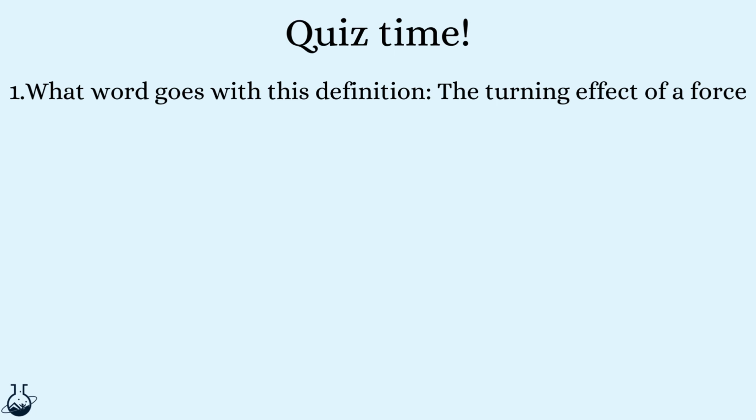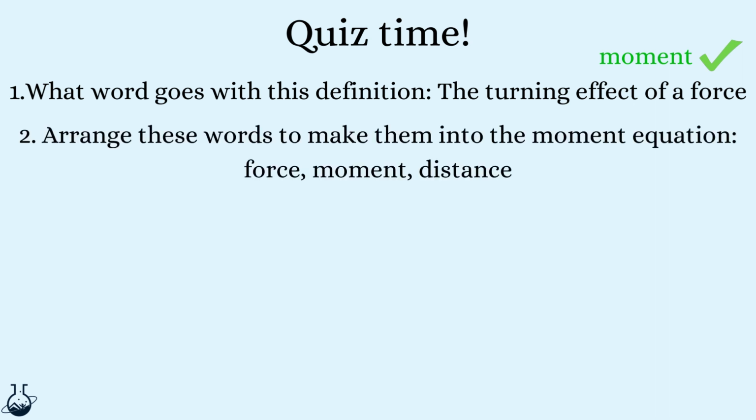You guys have done really well today. Let's see what we have learned. Question 1. What word goes with this definition? The turning effect of a force. A moment. Well done. Question 2. Arrange these words to make them into the moment equation, using force, moment, and distance. Moment equals force times distance from the pivot.